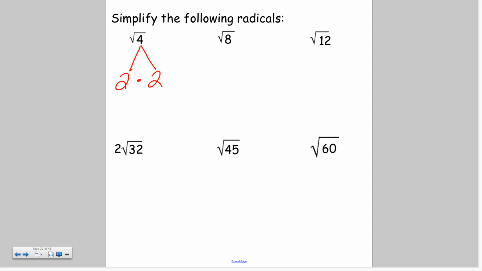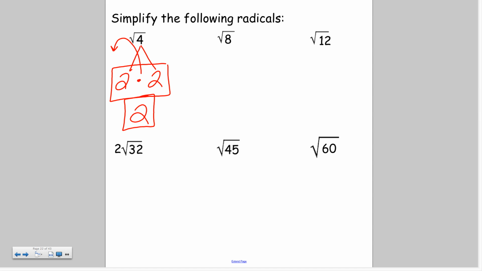When I get to prime numbers, because 2 is a prime number, I'm going to look for pairs. I've got a pair of 2's. For every 2, 1 comes out of my radical sign, my little house. So because I have a pair of 2's, the square root of 4 is 2. For every pair, 1 comes out.